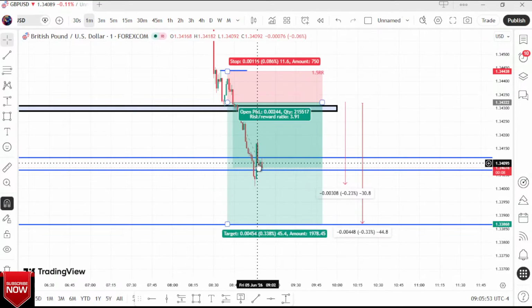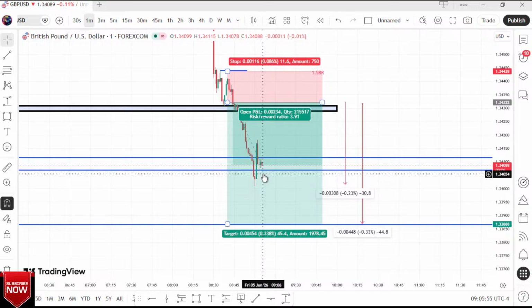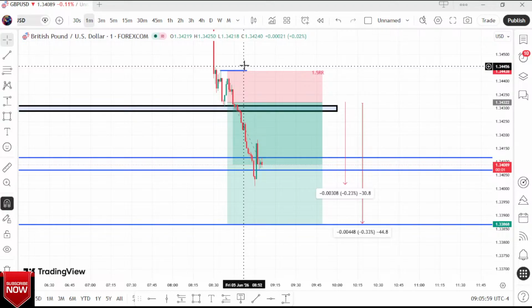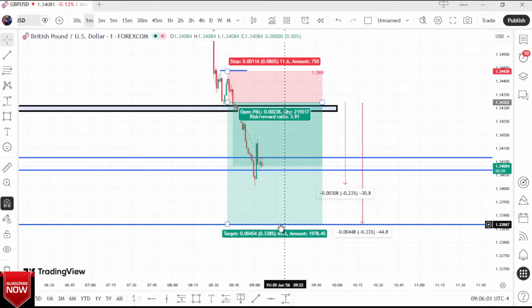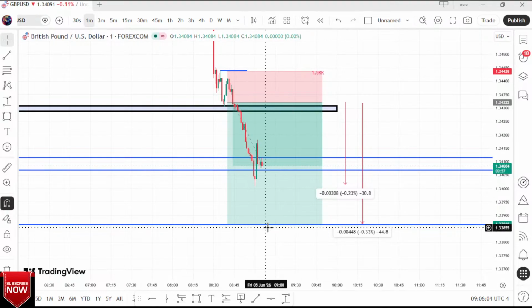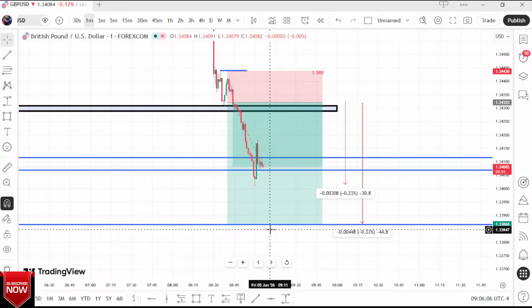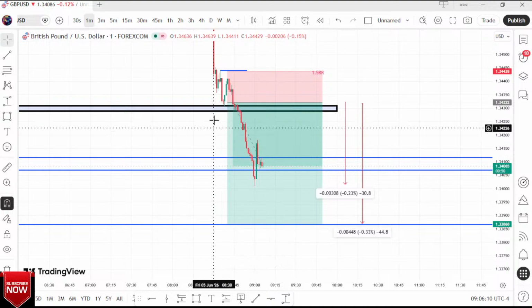Let's see. I want to see if price is going to consolidate for the next 30 minutes. I'll end the live. If price takes me out here, I will end the live. If it comes to this buy side liquidity, to this sell side liquidity, still end the live, because actually we're in the right direction. And I've already told you how.